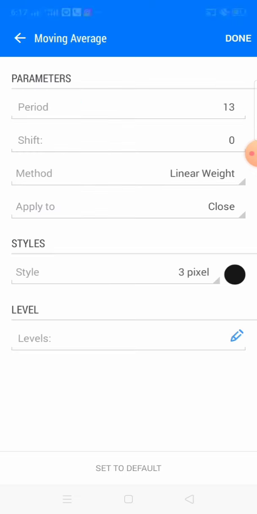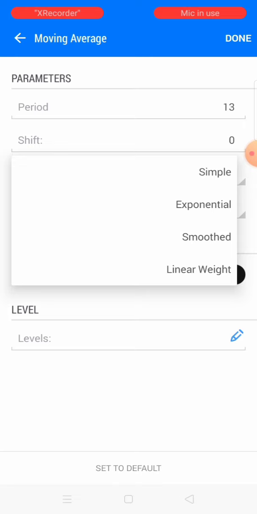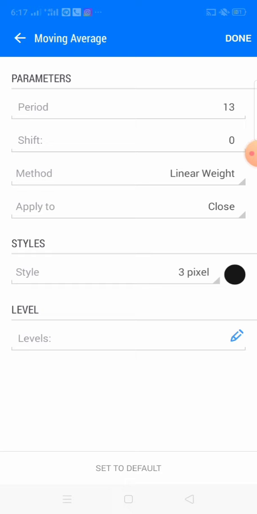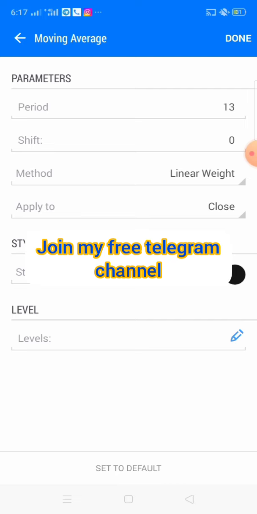Go back. The moving average is the second one. The period is 13. The shift is 0. The method is linear weighted. We have the simple, exponential, and smoothed, but you choose the linear weighted. You apply to close. The style, I use 3 pixel. You can use 2. I use black, and just use colors that will display on your background. Okay, that will display here.